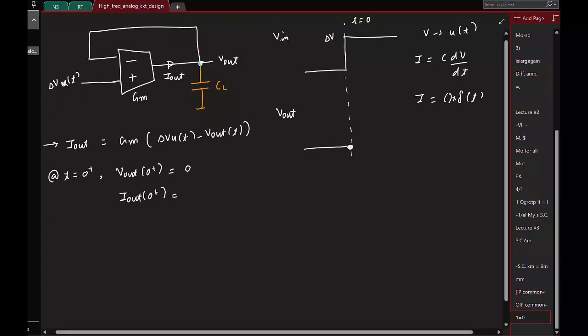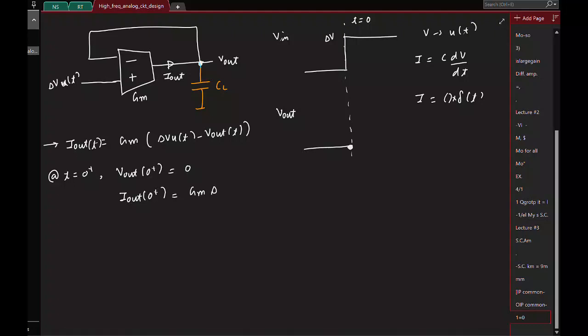From this, right? This is I out of t, Gm times delta V. Fine? Okay. So at 0 plus, this Gm times delta V current flows into the capacitor. So it will start to charge, right? And as the capacitor charges, the output voltage increases.